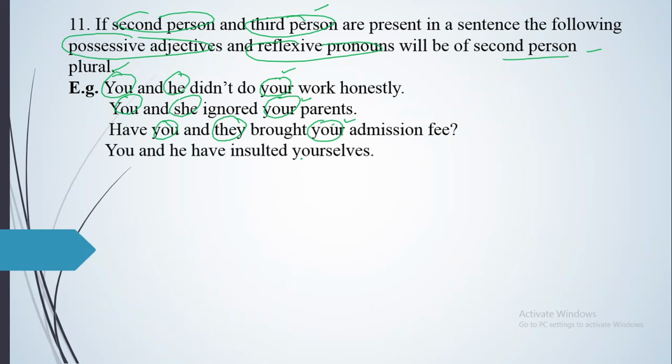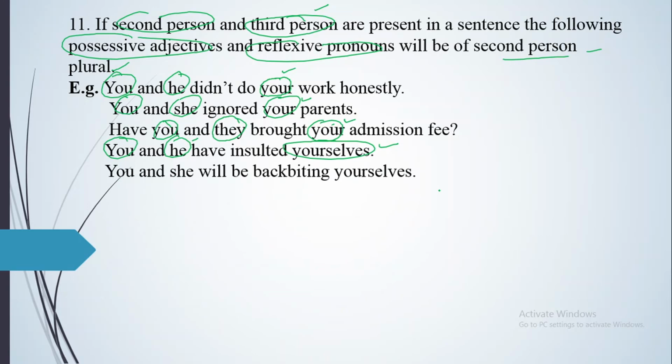Now next we have got, you and he have insulted yourselves. You is the second person, he is the third person masculine. For that you will use the reflexive case of plural one of second person, yourselves. You and he have insulted yourselves. You and she will be backbiting yourselves. Now you is the second person, she is the third person feminine, will be backbiting yourselves.